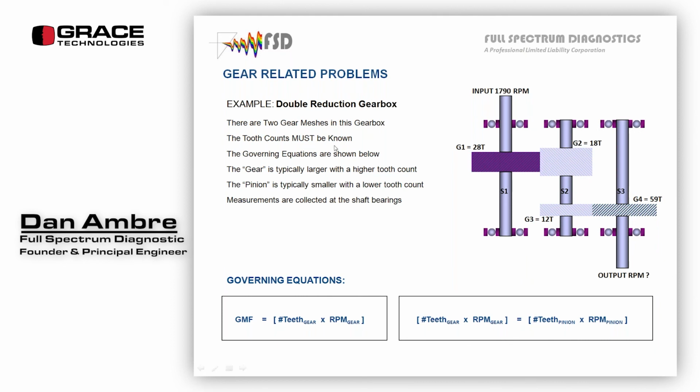The tooth counts must be known. The governing equations are shown below. The gear is typically larger with a higher number of teeth. The pinion is typically smaller with a lower number of teeth.